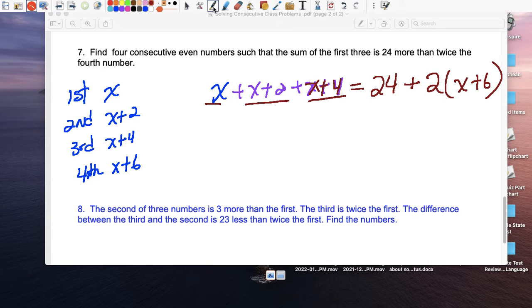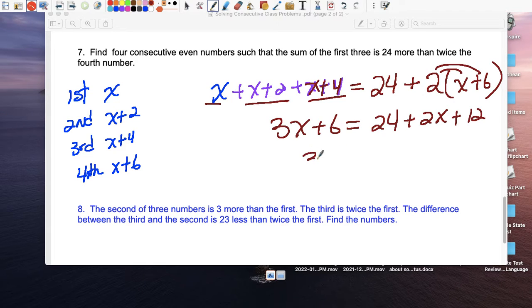There's a lot of things to do. Combine like terms, distributive properties. On the left side, let's combine. We got x and x, we got 3x. 2 and 4 is 6. On the right side, we have to do the distributive property. And we got 2x, and then 2 and 6 is 12. So 3x plus 6. On the right side, we combine these two, and we get 2x plus 36.